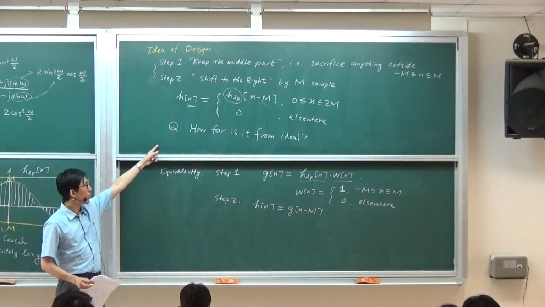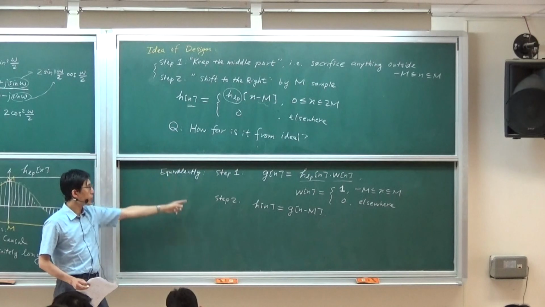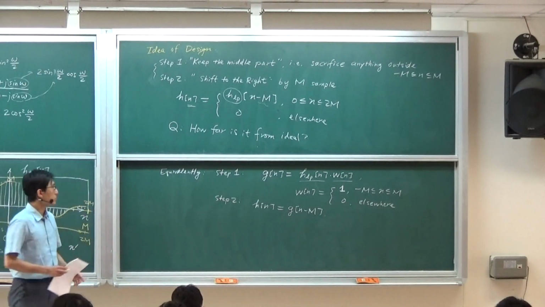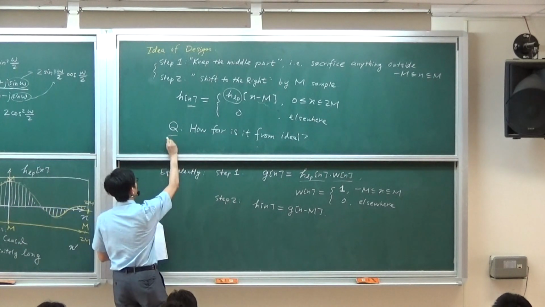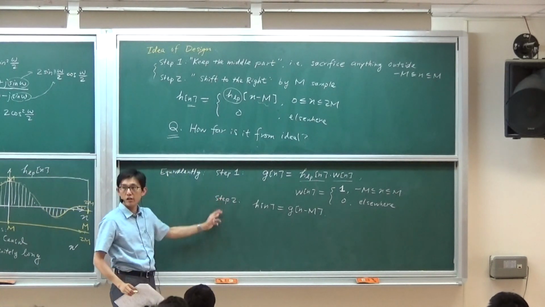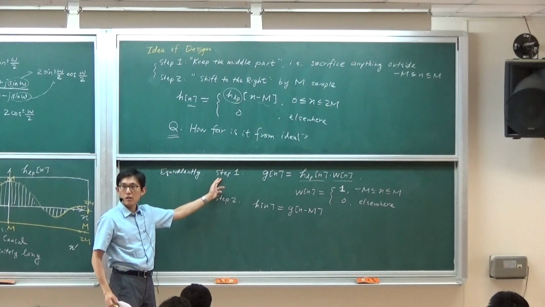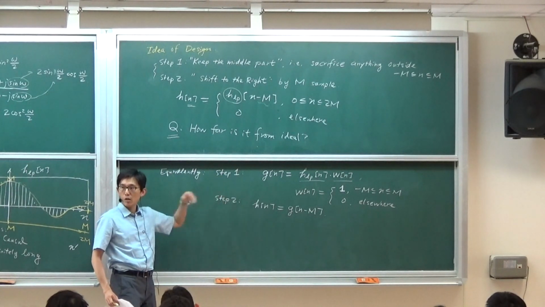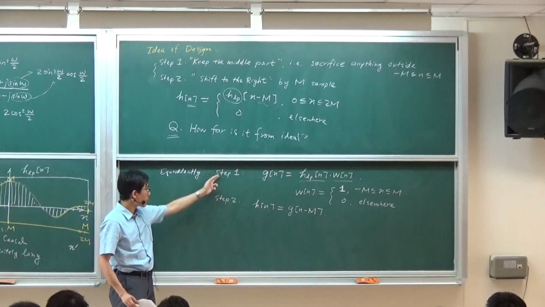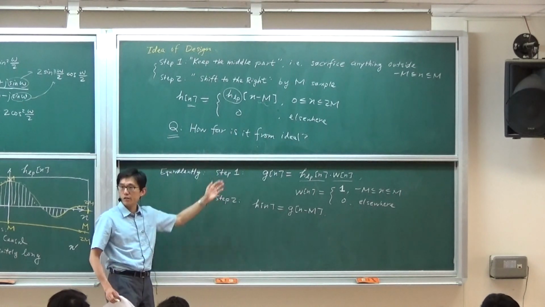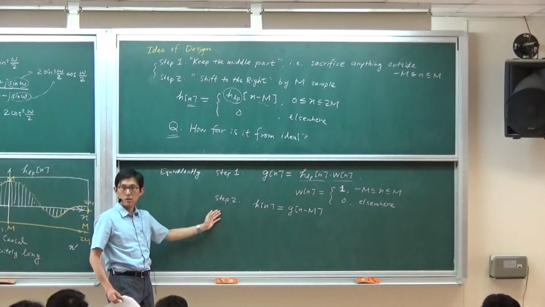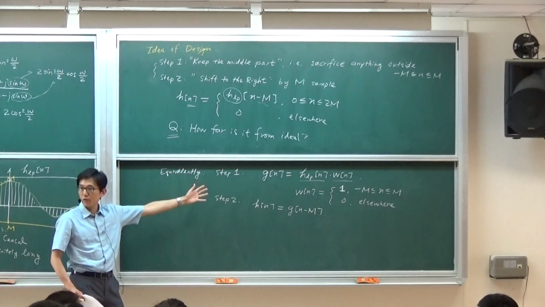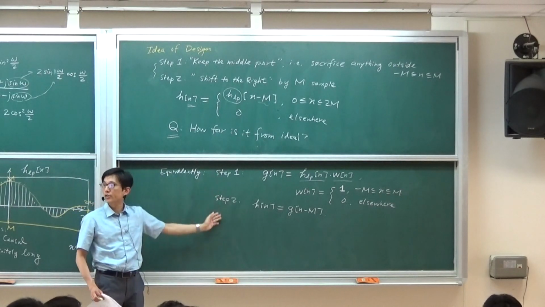So let's now separately consider step 1 and step 2. To answer the question, how far is the result from ideal, we can separately think about the effect due to step 1 and the effect due to step 2. What's coming up next is to separately consider the effect of step 1 and step 2. Any questions so far?